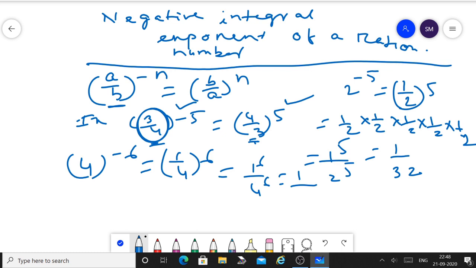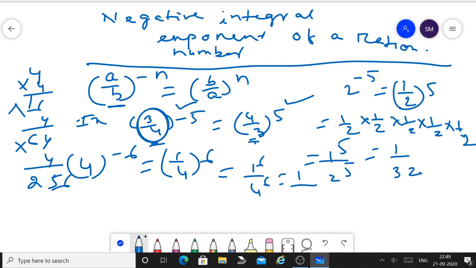You have to find 4 to the power 6. 4 into 4, 16, 16 into 4, 64, 64 into 4, 256. Then let us find the value, nothing else.